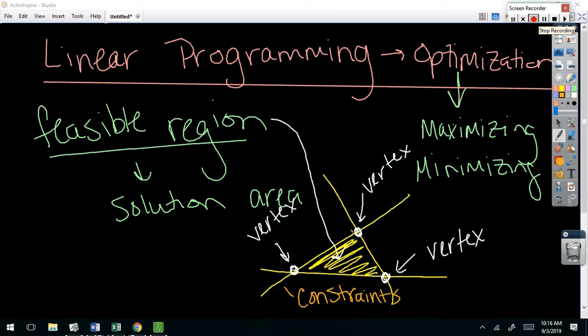With linear programming, we're talking about optimization. We're talking about maximizing and minimizing functions, finding the biggest that it could be within certain constraints and the smallest it could be. Our solution area is our feasible region. That's a new vocabulary word. Vertices are where the constraints meet, and those are where our maximums and minimums occur.